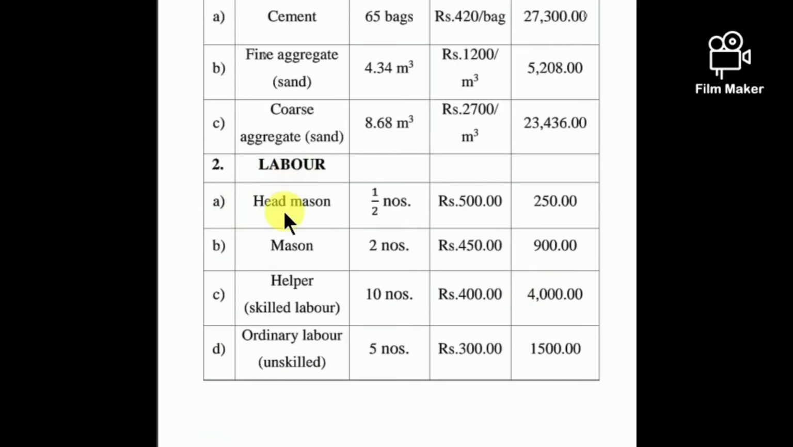Now in labor we have head mason. Head mason is half number. So a person cannot be half. That means one head mason can do the work in half a day. Now his rate is rupees 500. So this into this will get the amount. Then mason we require 2 numbers, which is 450. Helper, that is the skilled labor, we require 10 numbers. Rate is this, so we'll get the amount as this. Then ordinary labor, that is the unskilled laborers, we require 5 numbers. So the rate is this and we'll get the amount as this.